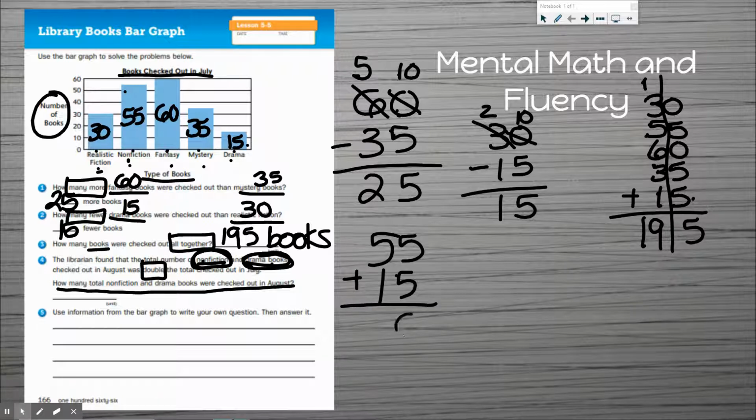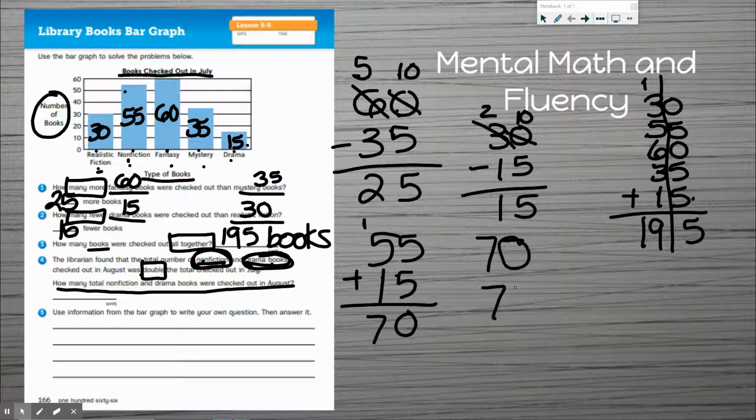5 plus 5 is 10. When I carry the 1, 5 plus one more plus another is 7. So in July, there were 70 nonfiction and drama books checked out. My problem says that it was double the total checked out in July. When I double something, I am multiplying it by 2, or I am adding it to itself.